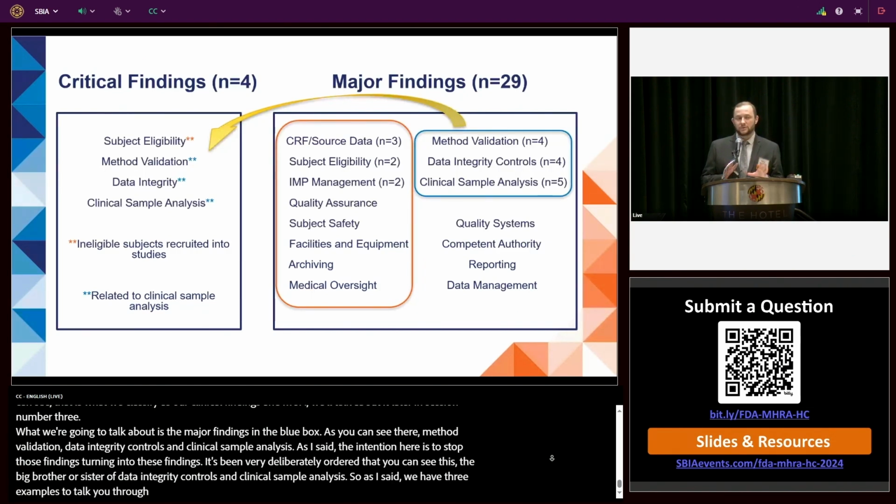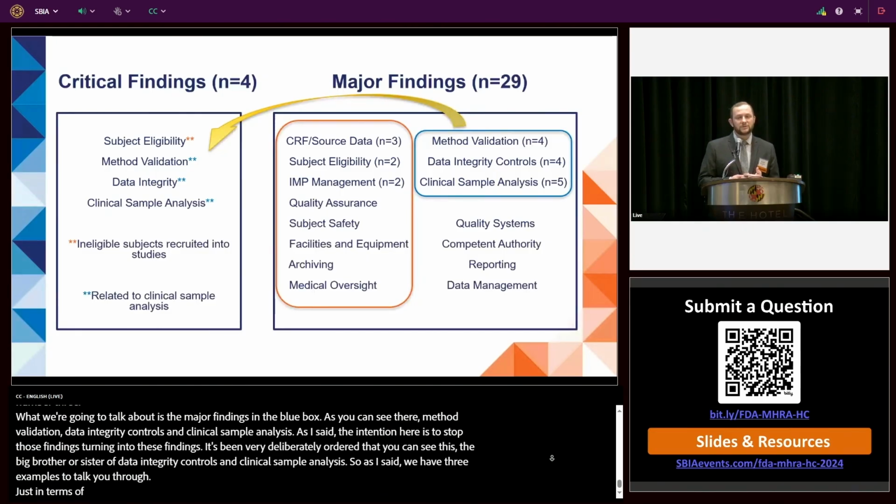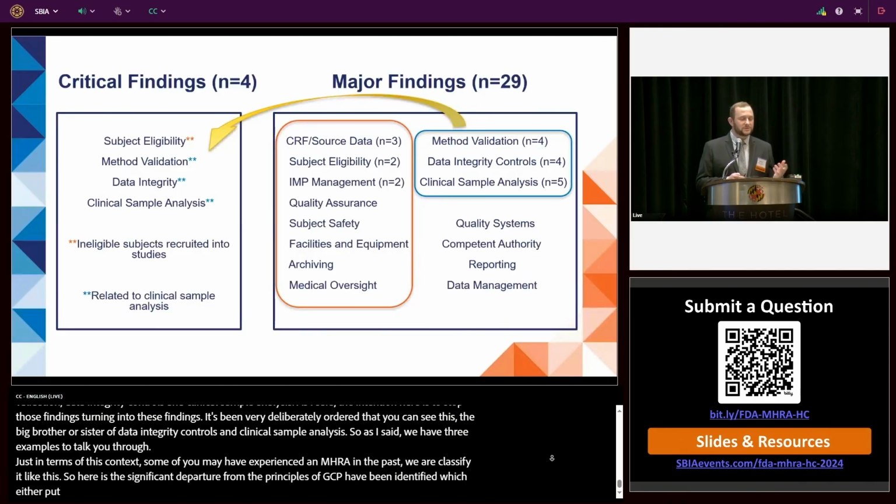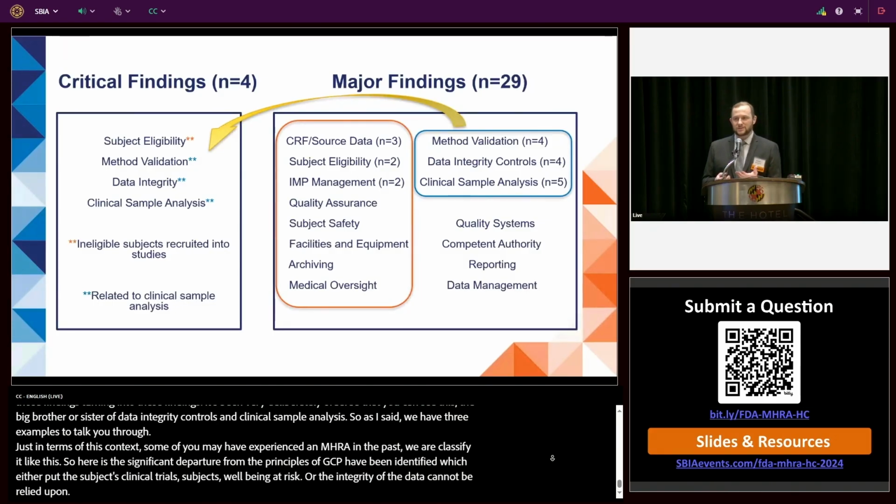Just to give those context, some of you may have experienced an MHRA inspection in the past. We classify our findings in those categories. A critical finding is where a significant departure from the principles of GCP has been identified, which either puts the clinical trial subject's well-being at risk, or the integrity of the data cannot be relied upon. A major is something that, if action is not taken immediately, will result in a critical finding. So if you like, it's a warning shot.